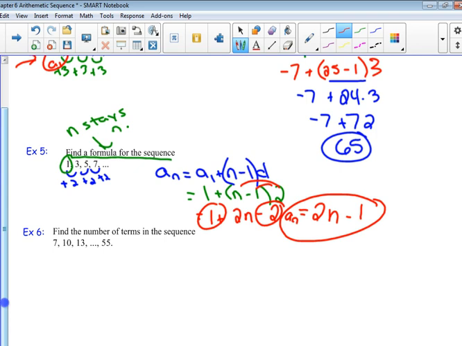What do you guys think so far? Pretty good. Pretty good? Easy? How does this crew feel?